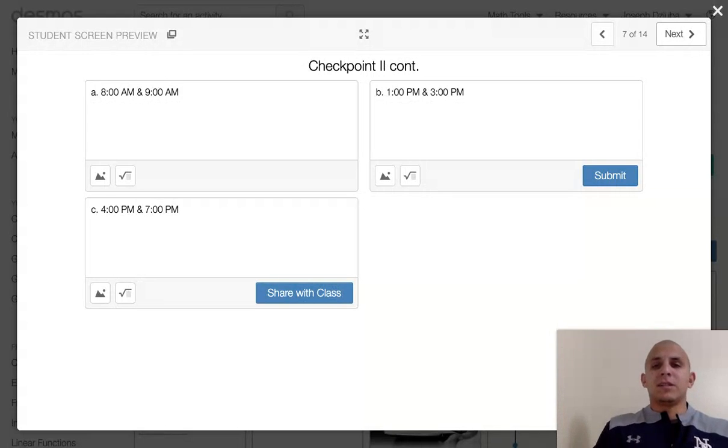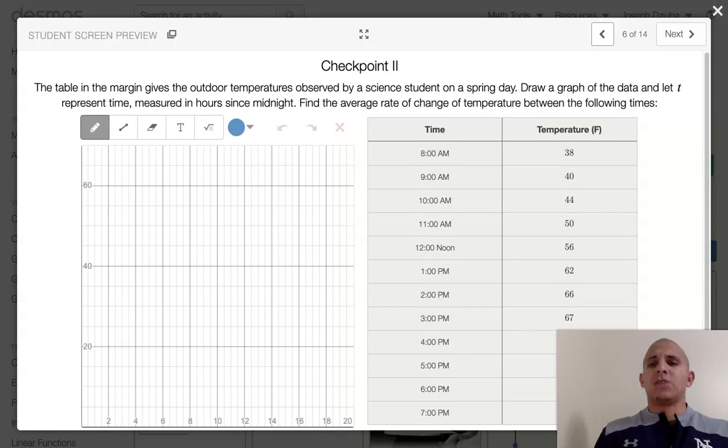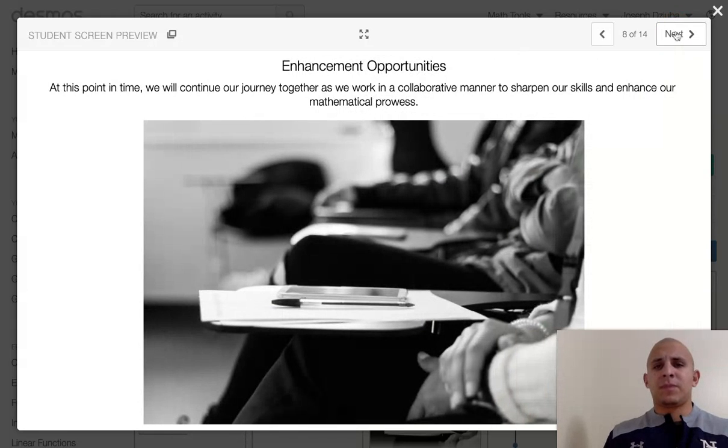In this instance, you are tasked with determining what the average rate of change of temperature is for the following times: 8 and 9 a.m., 1 and 3 p.m., 4 and 7 p.m. And at that point, we'll pause before we're picking up together tomorrow in the enhancement opportunities.